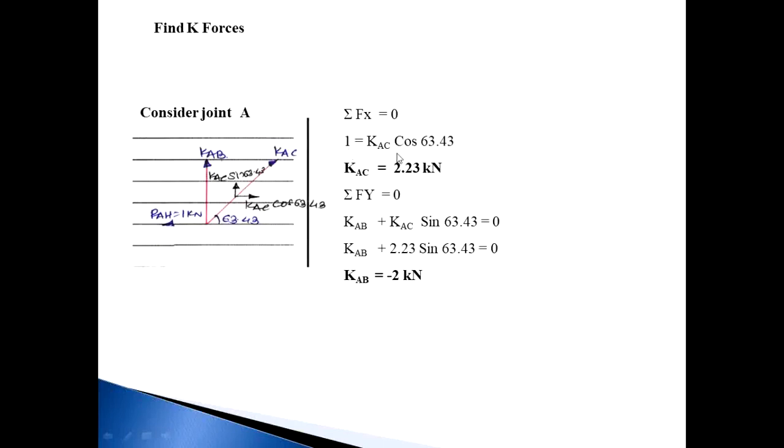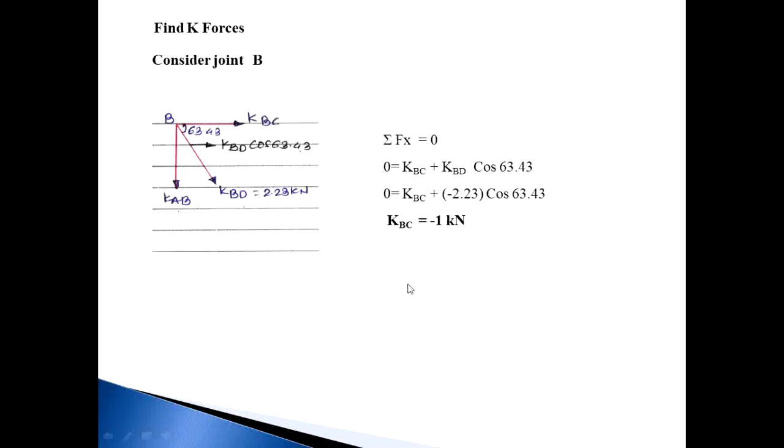So 1 is equal to KAC cos 63.43. So KAC is equal to 2.23 kilonewton. Then summation Fy is equal to 0. In the system, two forces are in the vertical direction, that is KAB and KAC sin 63.43. So KAB plus KAC sin 63.43 is equal to 0 because these two forces go in an upward direction. Then KAB is equal to minus 2 kilonewton.